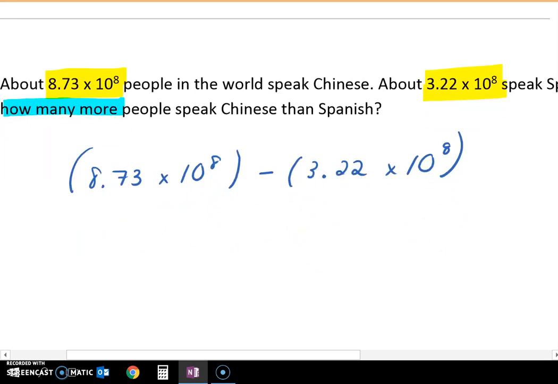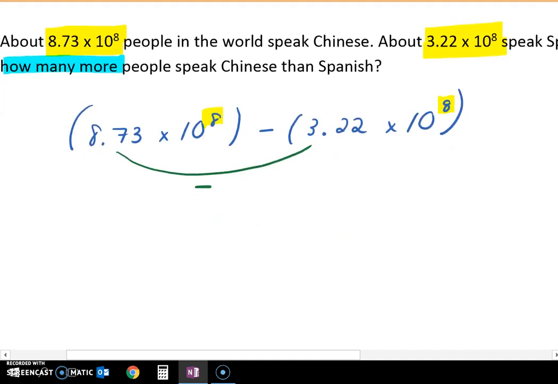And now this one's pretty basic. If you remember your rules from adding and subtracting, remember that your exponent has to be the same. And if they are, you're just going to take your first factor and use whatever operation is in the problem. So we're going to subtract 8.73 minus 3.22 is 5.51, and this is times 10. And because the exponent was common, we're going to keep that in our final answer. So 5.51 times 10 to the 8th, more people.